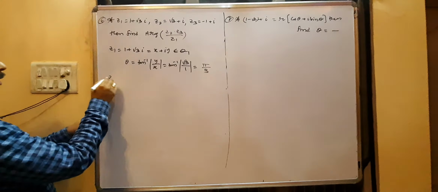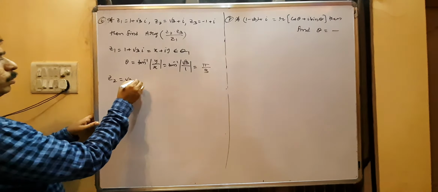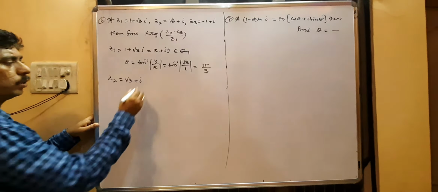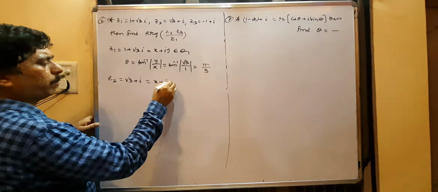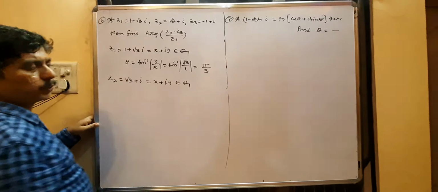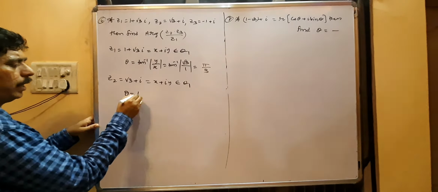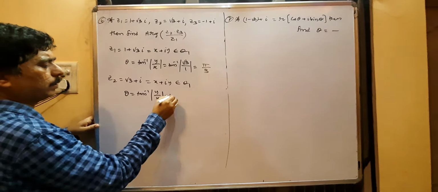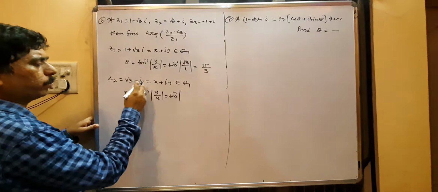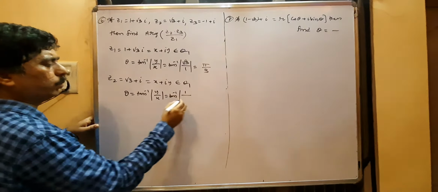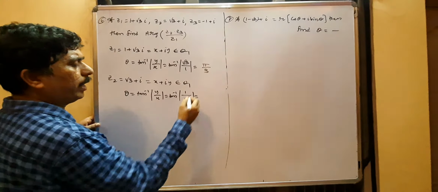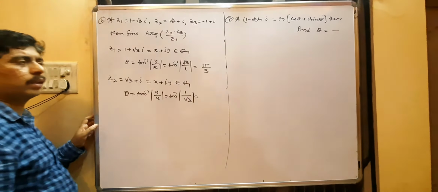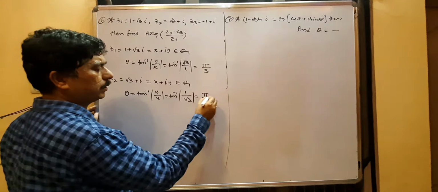Next, z2 value is how much is given? Root 3 plus i. So this is also x plus iy, real part positive, imaginary part positive, obviously first quadrant. Then theta is tan inverse of mod y by x, that is tan inverse of y value is 1, x value is root 3. When tan is 1 by root 3, 30 degrees means pi by 6.